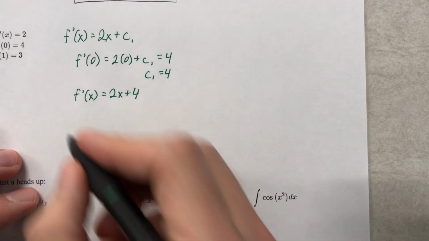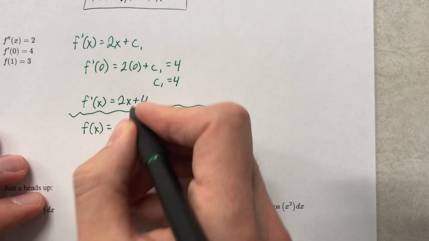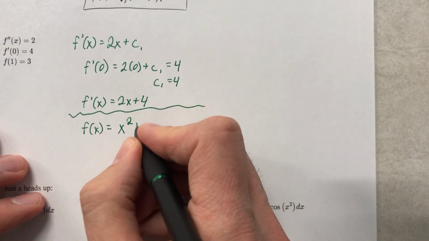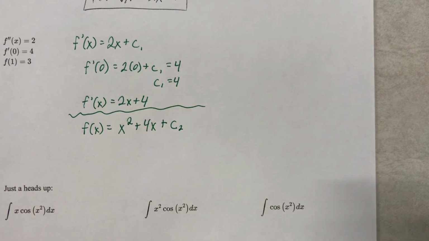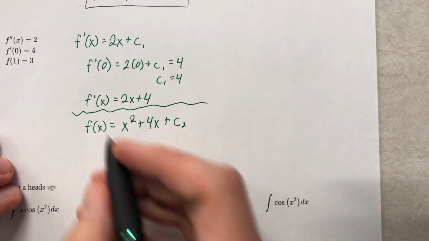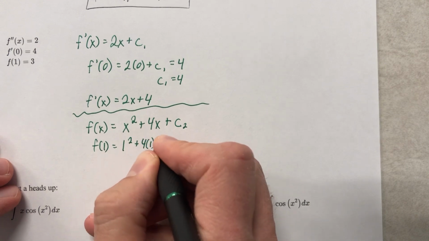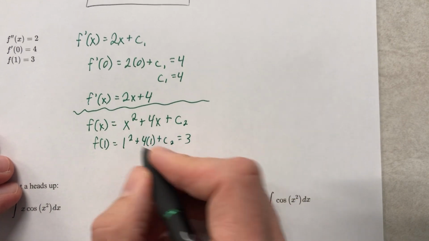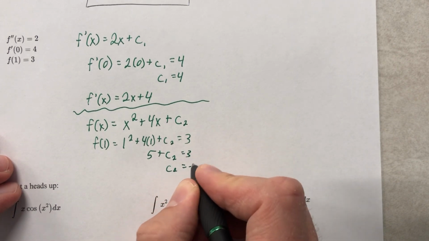All right. So, let's find f of x. The antiderivative of 2x is x squared. The antiderivative of 4 is 4x, and another c, my second c. And now I'll plug in a 1. So f of 1 equals 1 squared plus 4 times 1 plus c2, and that is equal to 3. So 5 plus c2 is equal to 3. c2 is equal to negative 2.